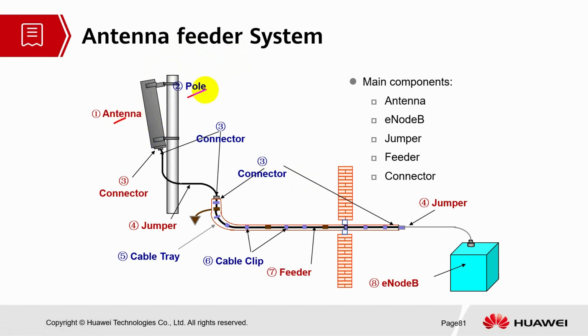It can be related to a pole, connectors, jumper, cable tray, cable clip, feeder, E-node B side, and jumper. So this is end-to-end from an E-node B up to the antenna level. So what are the main components involved here? Antenna system, E-node B, jumper, feeder, and connector are the main antenna feeder system. So this is the end-to-end connection.